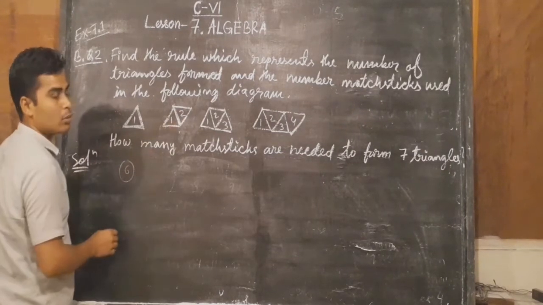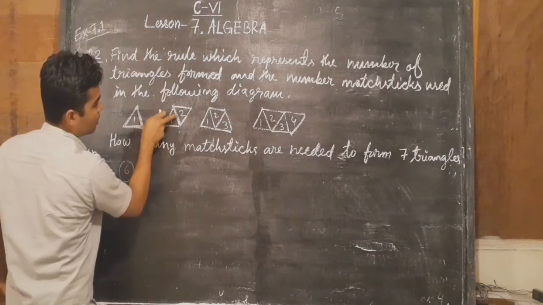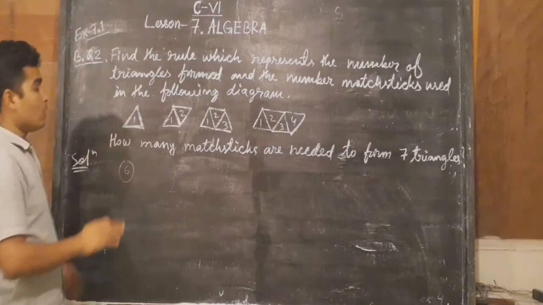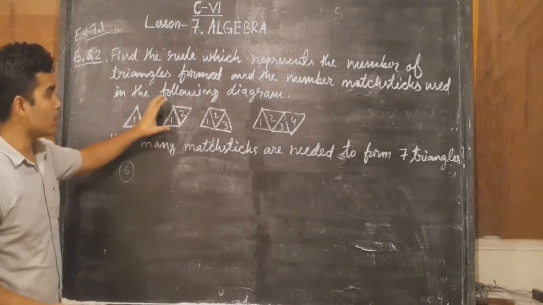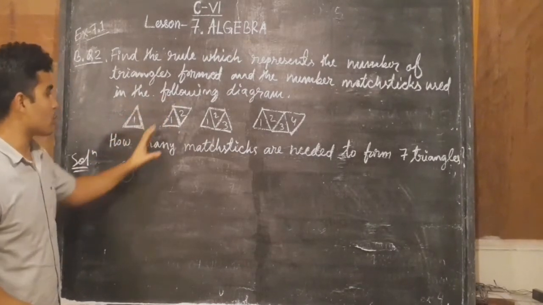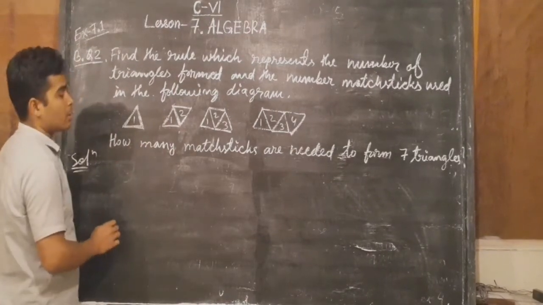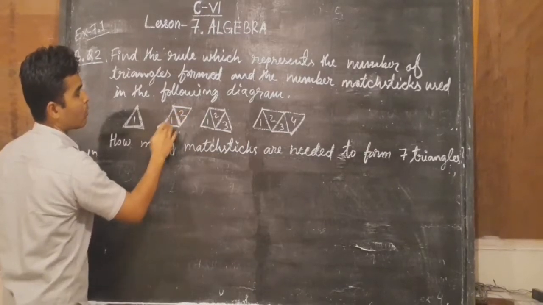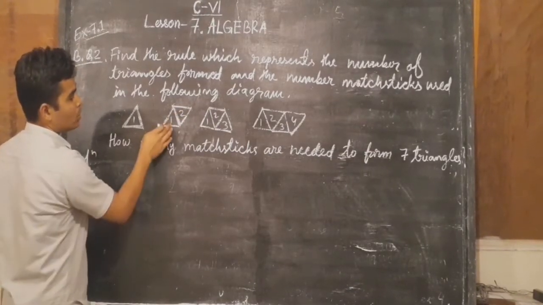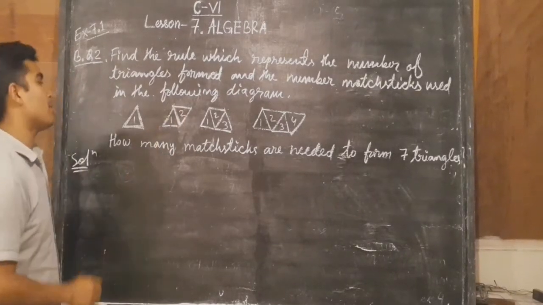But here you see one thing. How many matchsticks are there? 1, 2, 3, 4, 5. We need 3 matchsticks for one triangle, then we must need 6 matchsticks for 2 triangles. But here why is it 5 matchsticks? Because here one matchstick is common to both triangles. So 2 plus 2 is 4, and with the common matchstick, it becomes 5 matchsticks.